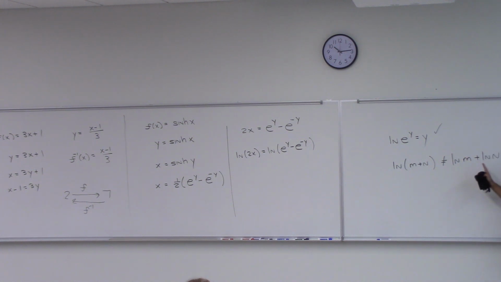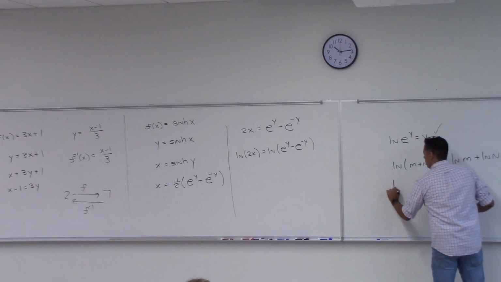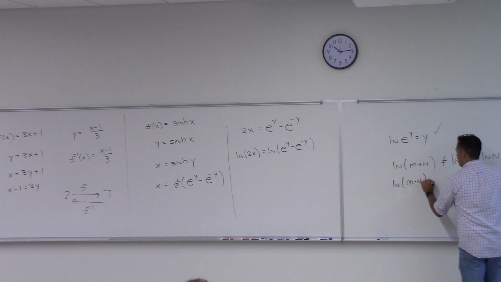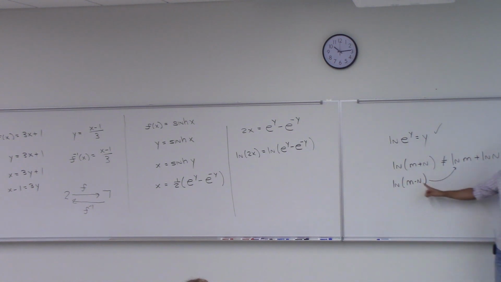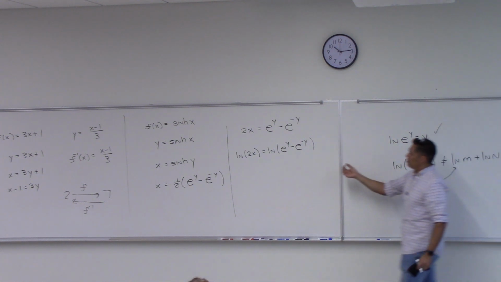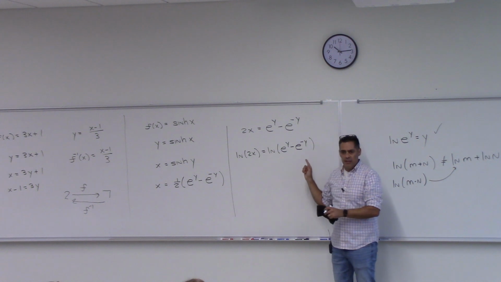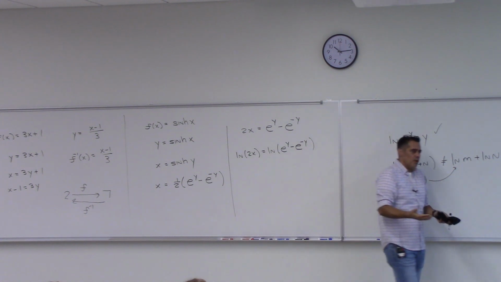The correct way to write this property is this way. Natural log of, this has to be m times n, then it's equal to that. If you have multiplication inside of a log, you can split it into two logs with addition, yeah? But if you have addition inside of a log, you cannot split it up like this, and there actually is no way to split it up. We don't have a formula that allows you to pull that into two logs. So there's no way that I can actually split this apart and then wipe out each of the e's. And that's a major problem, right?